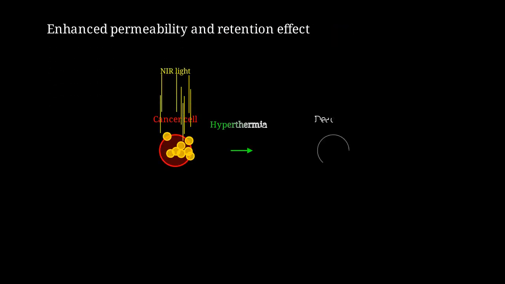Gold nanorods enable photothermal therapy. Inject them into a tumor where they accumulate. Shine near-infrared light, which penetrates tissue, onto the tumor. The nanorods absorb light and convert it to heat, cooking cancer cells while sparing surrounding tissue. Precision medicine at its finest.